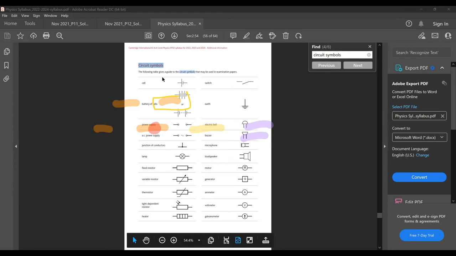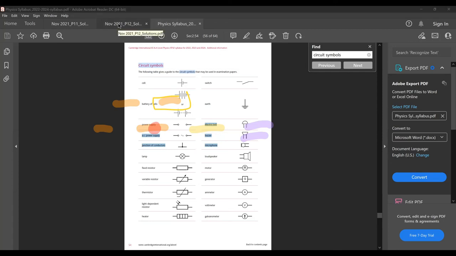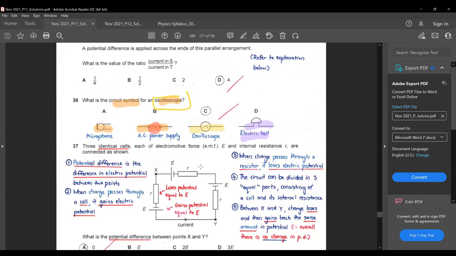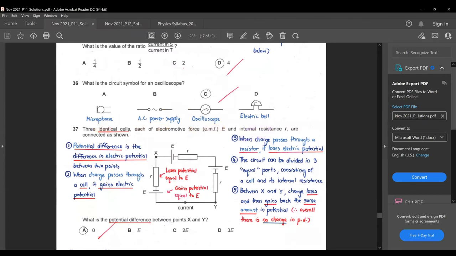So these are all the circuit symbols that you need to know. A lot of times you will recognize all of them. It's just that some of the rare components like microphone, buzzer, electric bell are not so common, so you may not know the symbols, but the rest are common symbols you have been encountering all this while. So this one depends on your luck, what they are testing. All right, so the answer for 36 is C.